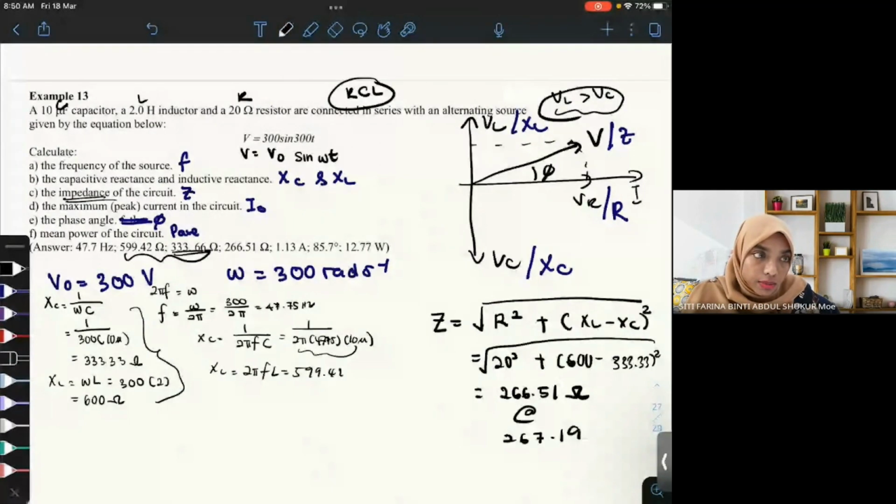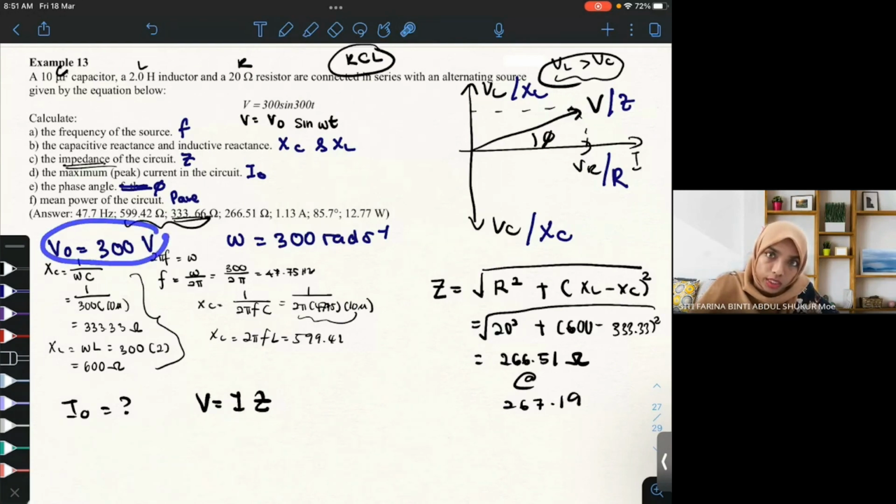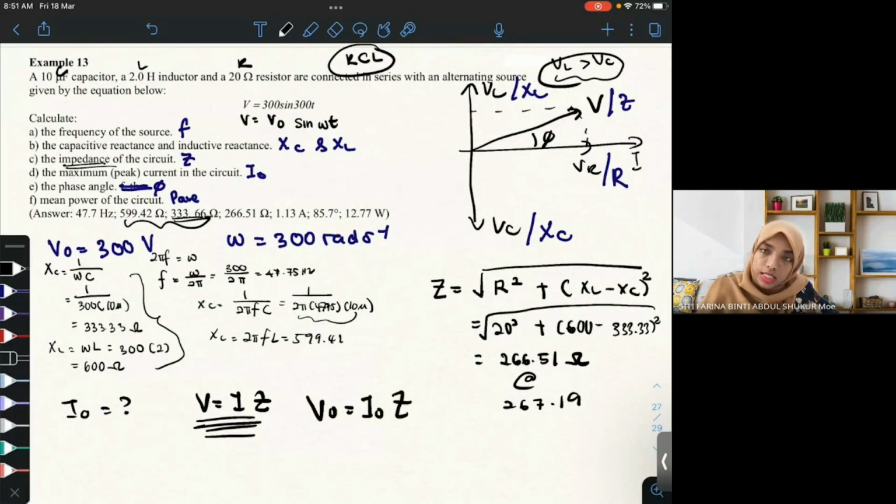Okay, and then next dia minta maximum peak current I0. Kita nak cari I0. So kita akan relate dengan Ohm's law. Sebab ada V, kita nak cari I. Ohm's law, V is equals to I Z dekat sini. And as you can see, you have already deduced your V0. Kita nak cari I0. So equation Ohm's law ni, dia akan jadi V0, I0 dan Z. Kenapa Z dekat sini? Because you have more than 1 component here opposing.